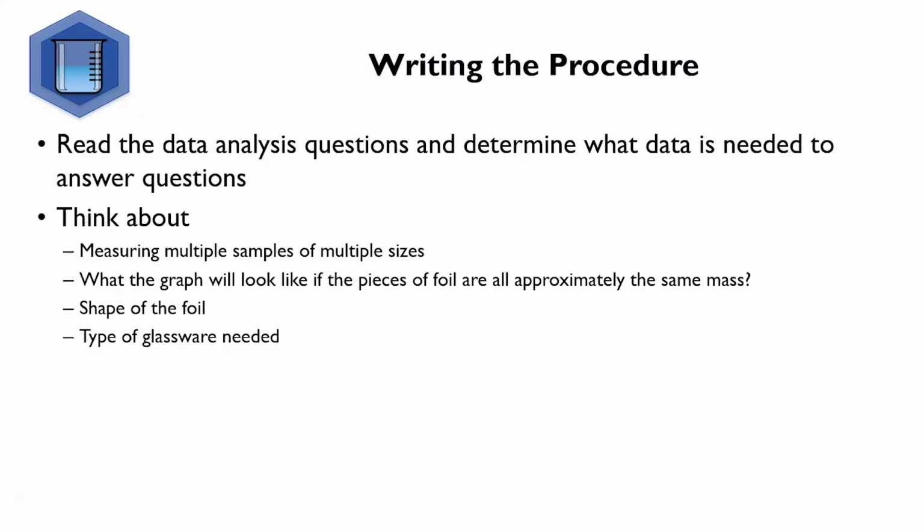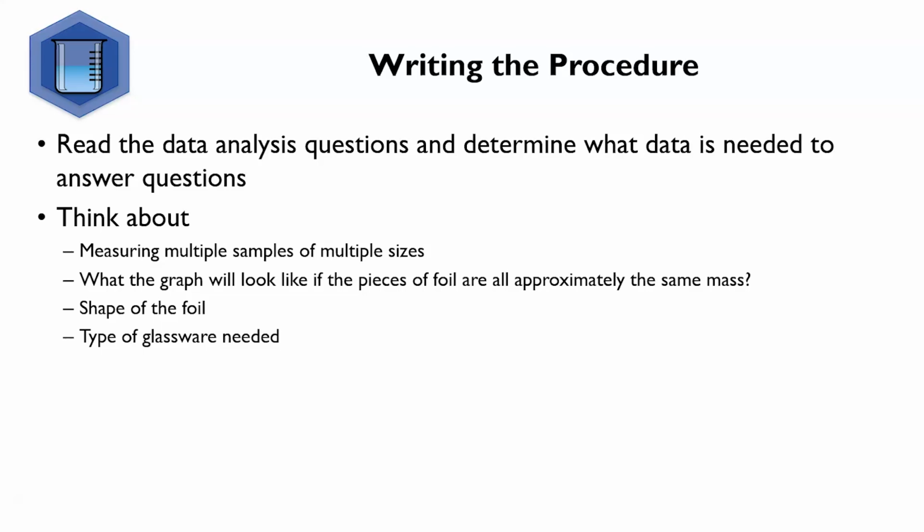Think about some of the following things. Measuring multiple sizes of multiple samples. Think about what the graph would look like if the pieces of foil were all the same size. That is, the pieces would have the same mass and the same volume. The shape of the foil, does that matter if you crumple it up in a ball and roll it up? What type of glassware are you going to need? Are you going to use a beaker or a graduated cylinder? And if so, what size of glassware?